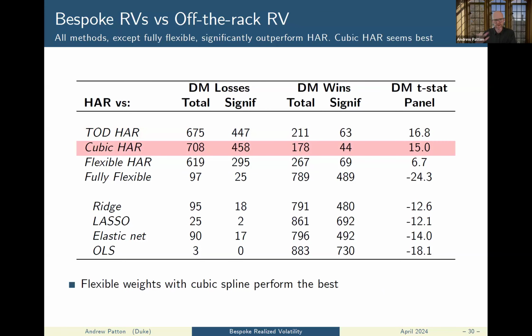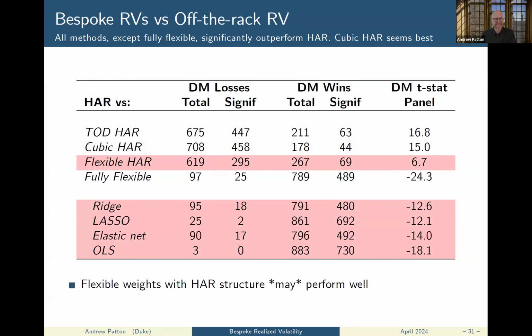The cubic HAR, which is the model that we're going to adopt as our favorite until the very end, and then I'll show you one that is just a tiny bit better and a ton easier. The cubic HAR here performs the best. It has the most wins in the head-to-head comparisons, not the largest t-stat, but a t-stat of 15 versus a t-stat of 16. We're way in the tail. We're rejecting the null.